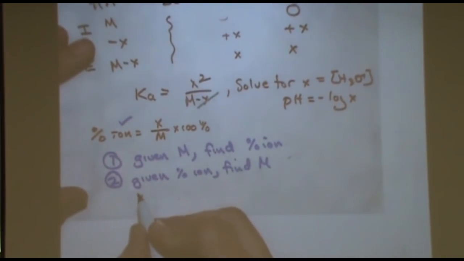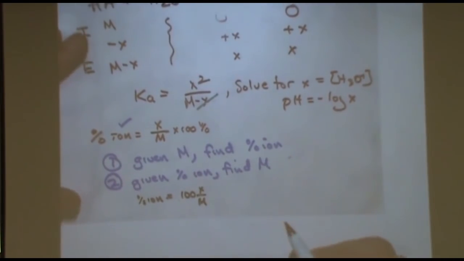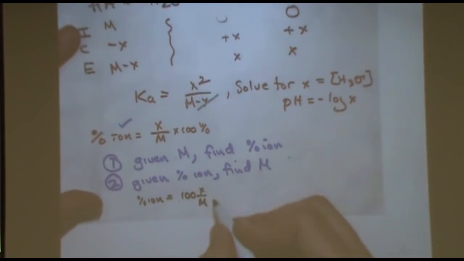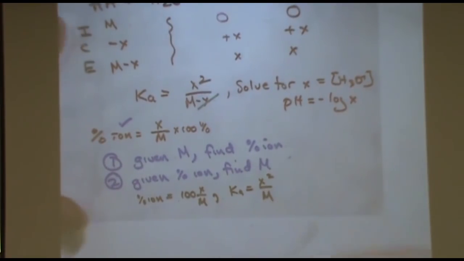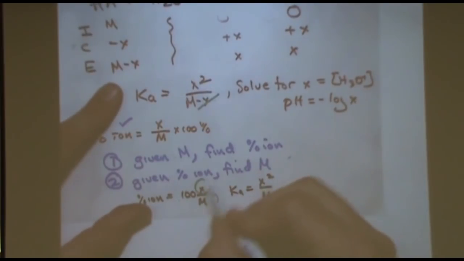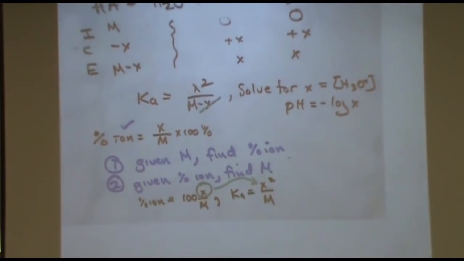The two equations are percent ionization equals 100 times x over M. So you got that, and you know the percent ionization. The second equation will be Ka equals x squared over M. So you're going to have two equations and two unknowns. Basically what I would do is solve for x and put it in here. So it's easier than most two equations, two unknowns. You can usually find it right away if you solve for x and then plug that in there.